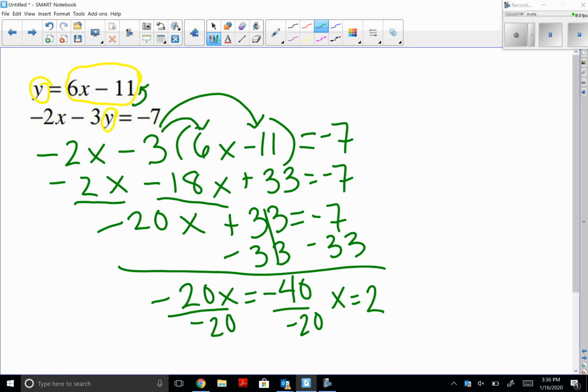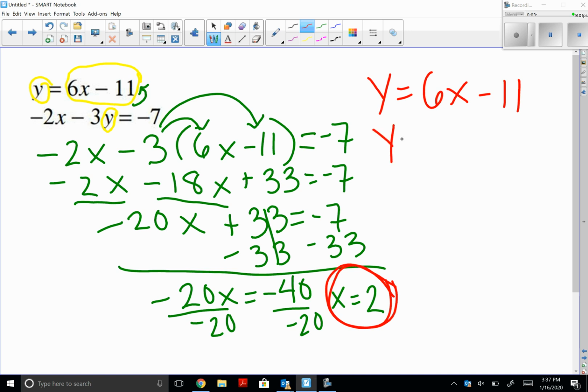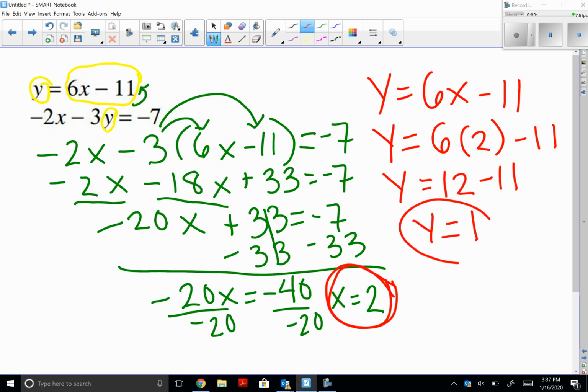So now I need to use that information, that value for x, and now I'm going to use substitution once again to find y. So if you go back to your original equation, the one that's y equals 6x minus 11, I can take this 2 and I can replace the x with a 2. That will allow me to solve for y. So now I'm going to put the 2 there, so it's 6 times 2 minus 11. 6 times 2 is 12, and 12 minus 11 equals 1. So now I've found the y value as well.